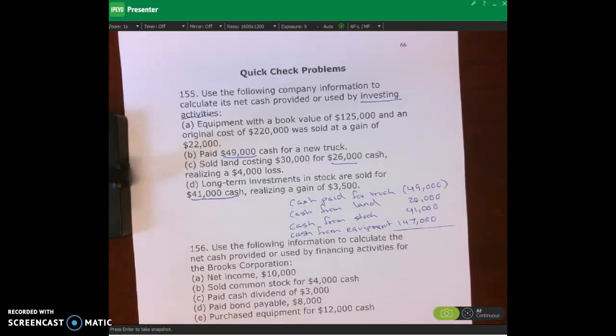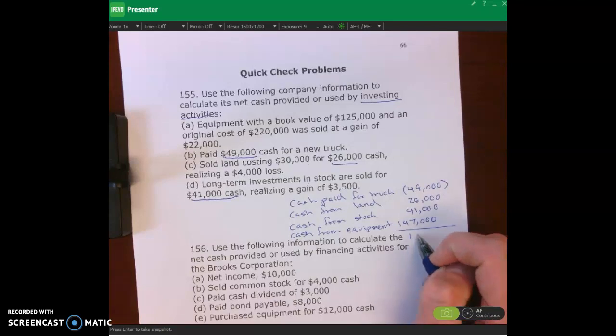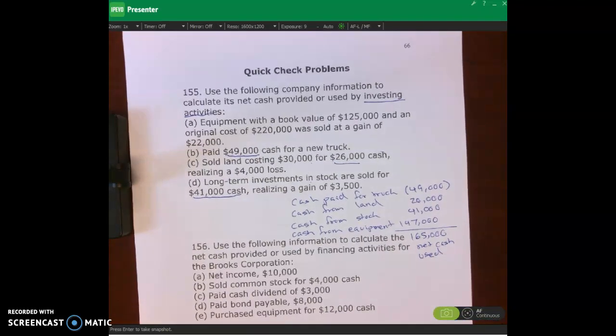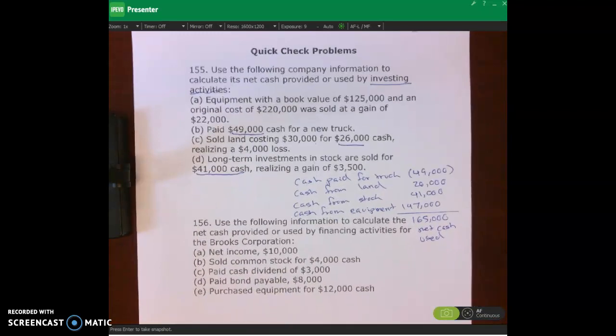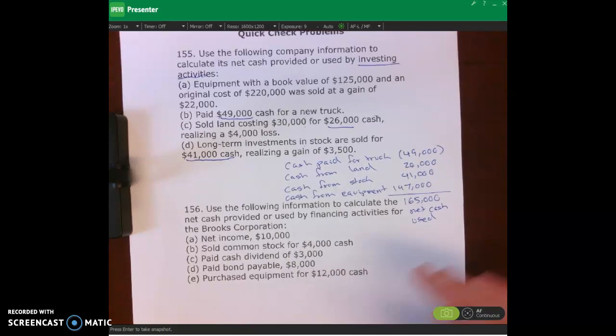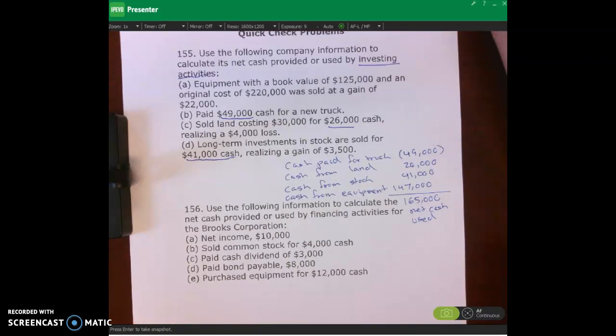So now we take our 147 plus the 41 plus the 26 minus the 149, and we get 165 net cash used by investing activities. Let's look at this one right over here. I want you to pause the lecture video and solve this problem and see if you can do it. Pause it, solve the problem, come back.